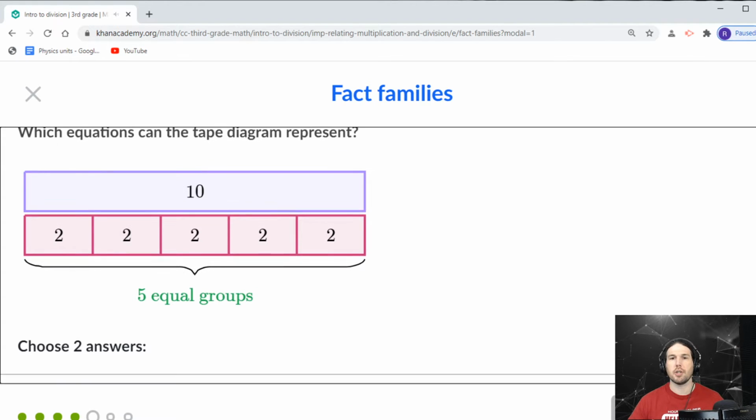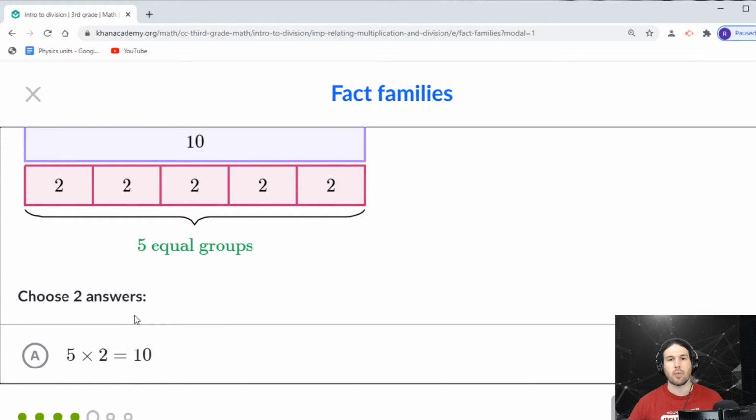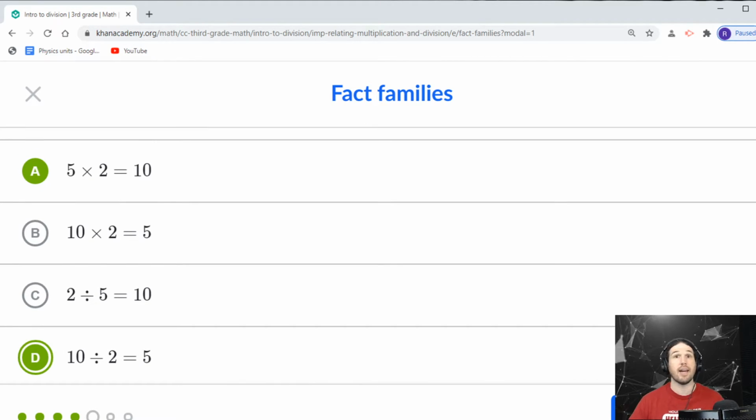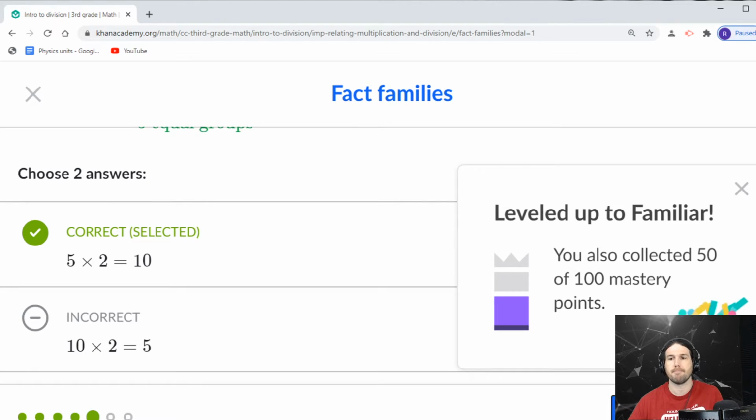Which equations could this tape diagram represent? Well, it could mean that 5 times 2 is 10. It could mean that 10 divided by 2 is 5, because that's the same thing. How many answers are we looking for? 2.